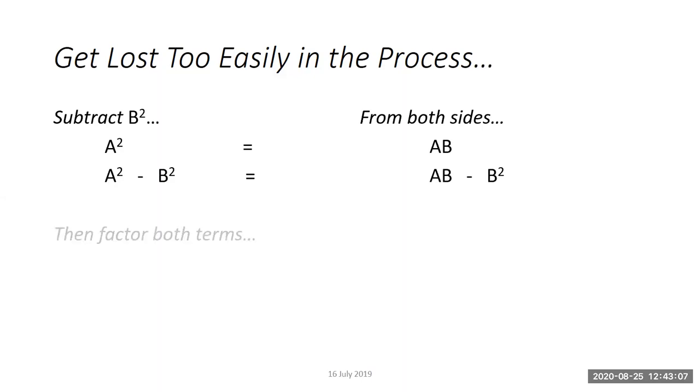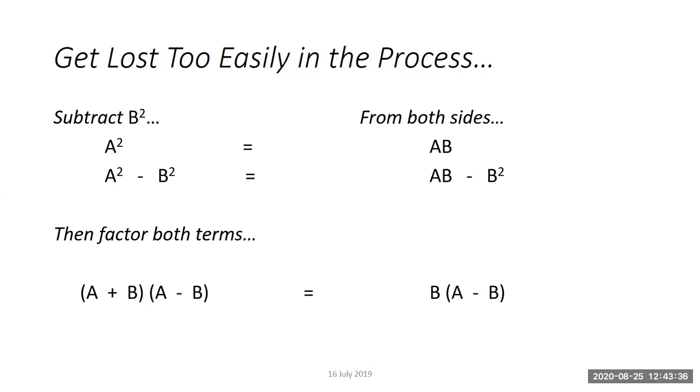Let's continue though. Then let's factor both of these terms. Everybody remembers factoring, right? Ooh, factoring. A squared minus B squared can be factored into A plus B times A minus B, and on the right side we have B times, in parentheses, A minus B. Everybody with me? Does A still equal B? Yes, A still equals B.